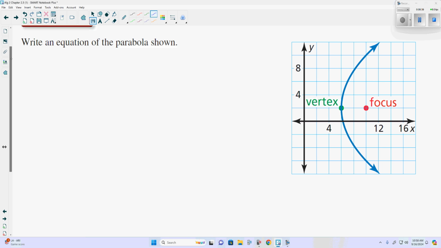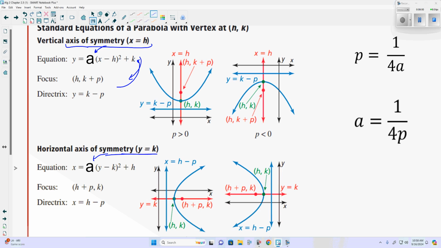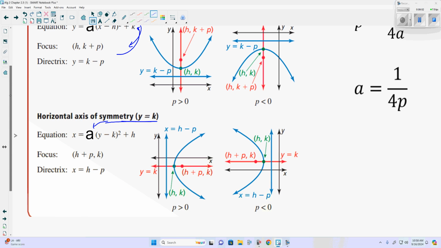So here, we're finding an equation. And to find an equation, we need three things. We need the value of h, k, and a. If we have h, k, and a, we will have the equation. Now, luckily, they gave us a graph. The reason that helps us is because if we look back at the general forms, they did give us a picture, yes? Y equals, it's going to open up or down. X equals is going to open to the left or to the right.